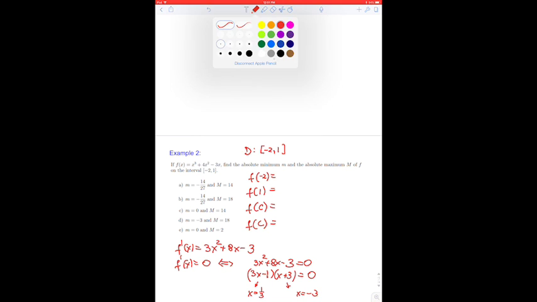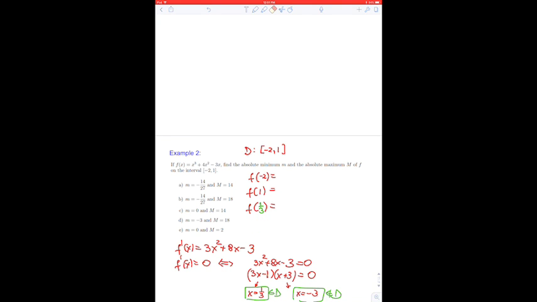Let's check against the domain. 1/3 and negative 3. 1/3 is fine, but negative 3 is outside. We're not going to take negative 3. Okay, that means I will put 1/3, but I will not include negative 3 because negative 3 is outside. Okay, let's find the values.